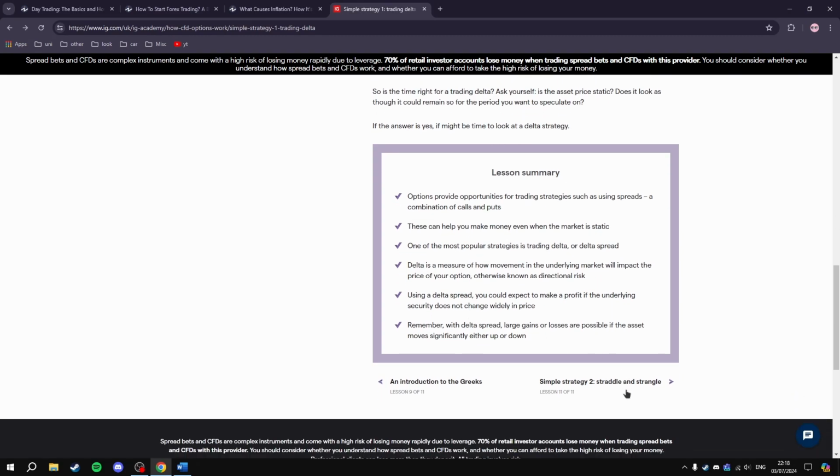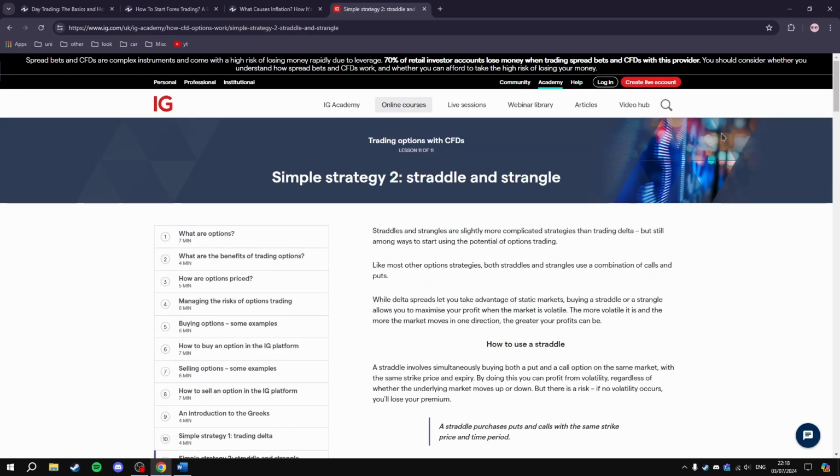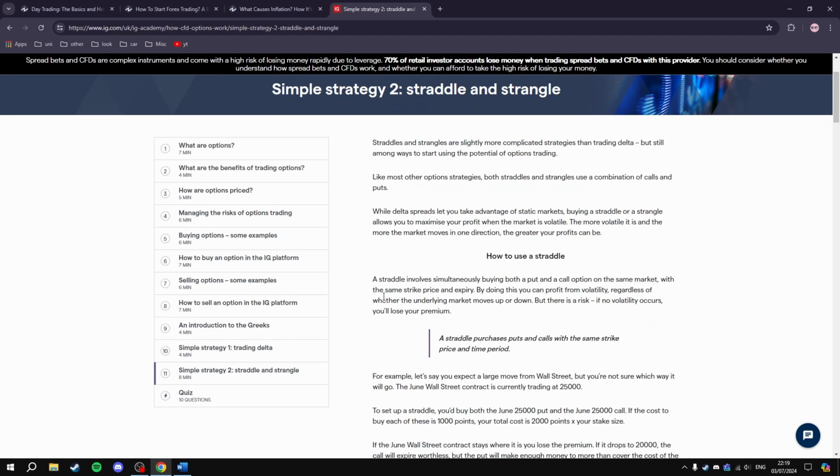And then work through the lesson summary. And then we started going through simple strategy 2, straddle and strangle. Both straddles and strangles use a combination of calls and put options. While a delta spread lets you take advantage of static markets, buying a straddle or a strangle allows you to maximize your profit when the market is volatile. The more volatile it is and the more the market moves in one direction, the greater your profits can be when using a straddle or a strangle.